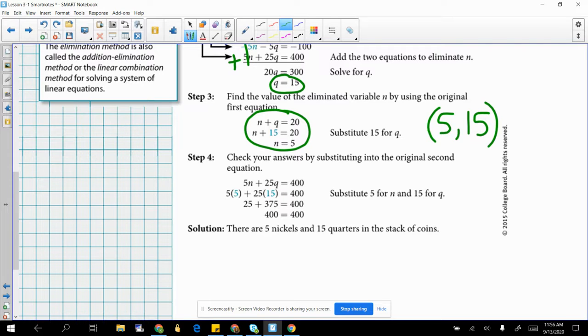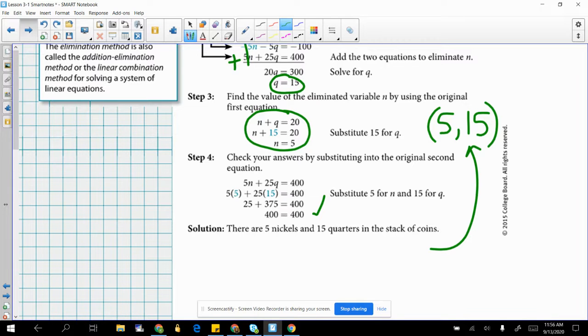15. Okay, and again, you can check your work by plugging back into the other equation, and that's what they did here. And they got 400 equals 400, so check, that works out. Okay, so like I said, your solution is there are 5 nickels and 15 quarters in the stack of coins. Voila. So that's an example of elimination.